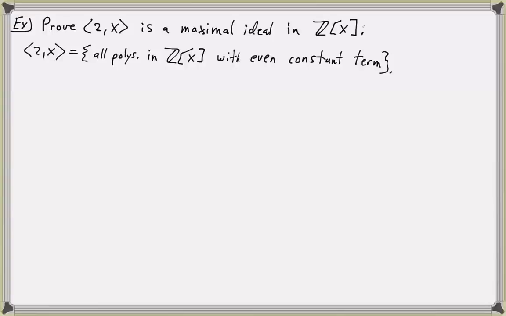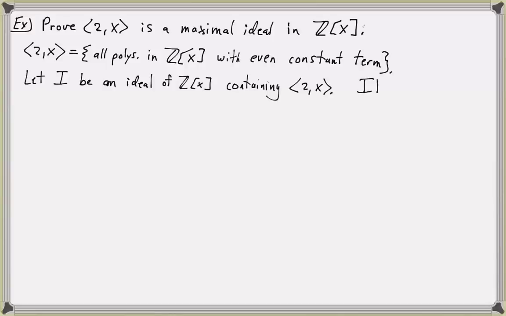Now let I be another ideal containing this ideal generated by 2 and x. So let I be an ideal in this ring containing the ideal generated by 2 and x.